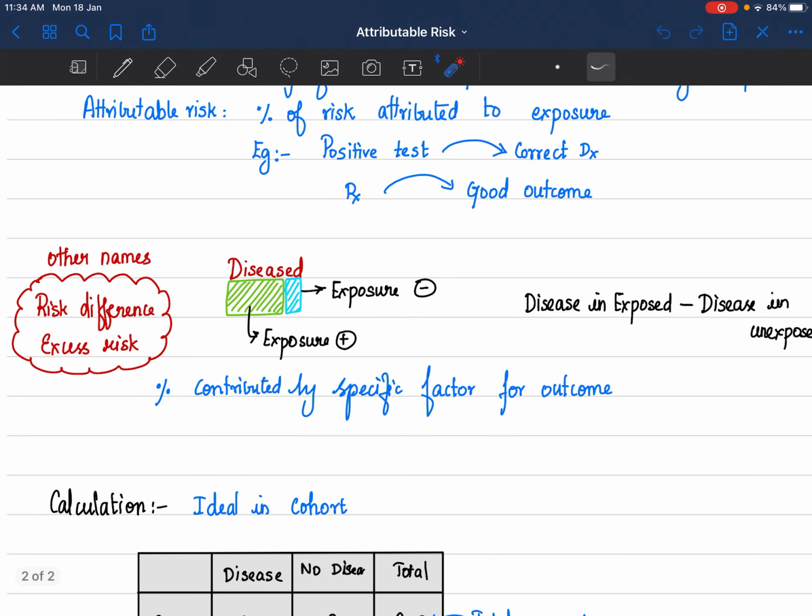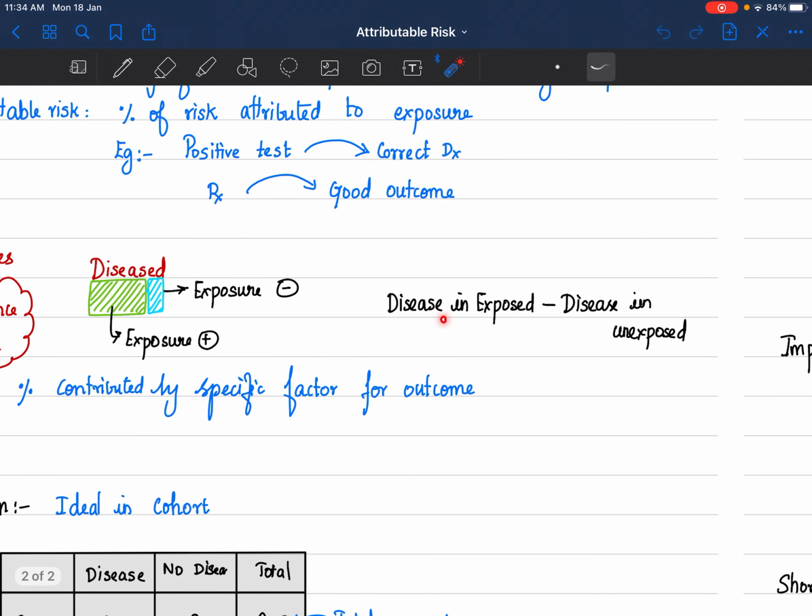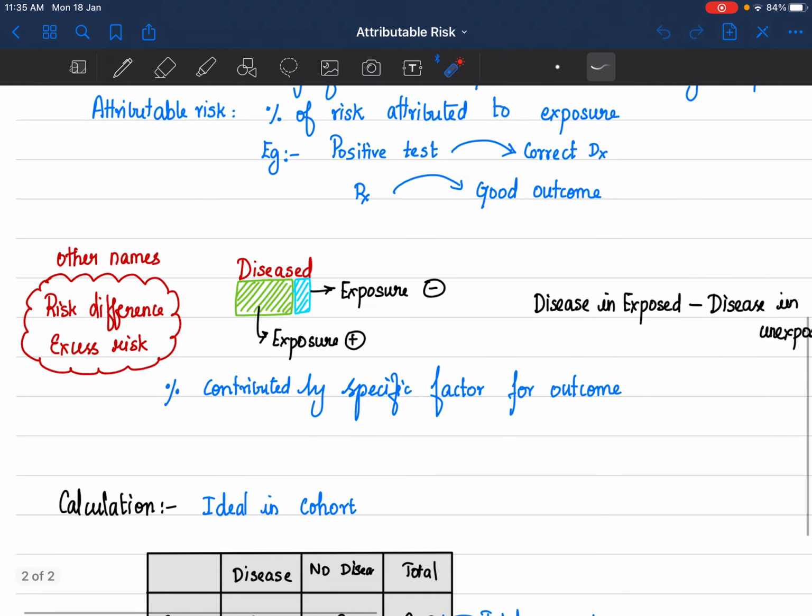So, say this is the diseased population. In the diseased population, you see how many of them have had this specific exposure that you suspect led to this disease. And there is a small amount of population that do not have the exposure but still develop the disease. If you subtract these two, then you have your attributable risk. It's as simple as that. Disease in the exposed minus disease in the unexposed population.